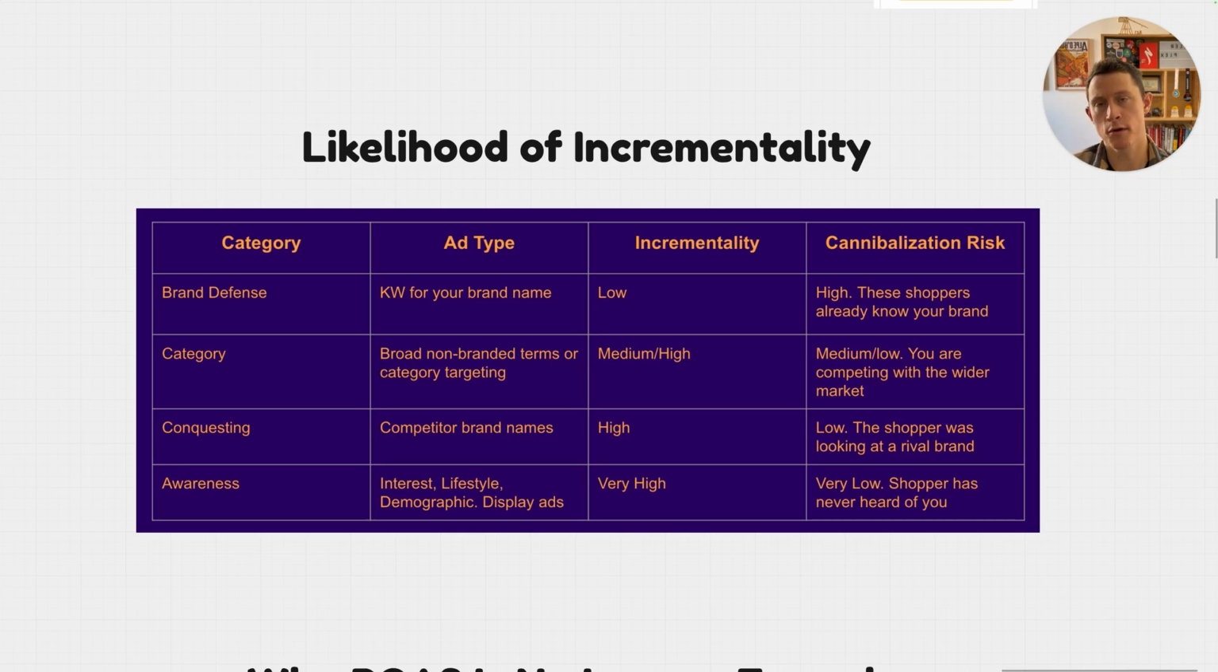Our last category or type of campaign can be in both sponsored ads and DSP, although for the purposes of this video, we're usually talking more about DSP, but let's call it awareness campaigns. So we're looking at interest categories or lifestyle or demographic. And this is oftentimes display ads or video, increasingly audio too, for that matter, on DSP. So incrementality here is very high. And the cannibalization risk, AKA the risk that someone who would have made the purchase otherwise is caught by the ad, is lower. The shopper in many cases has never heard of you.